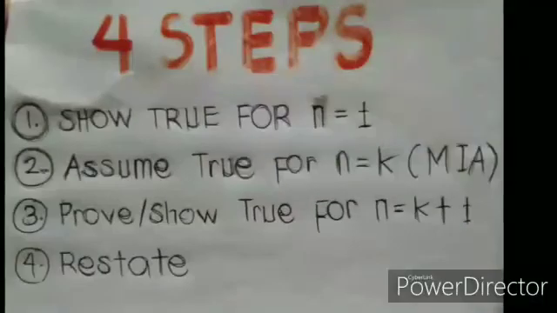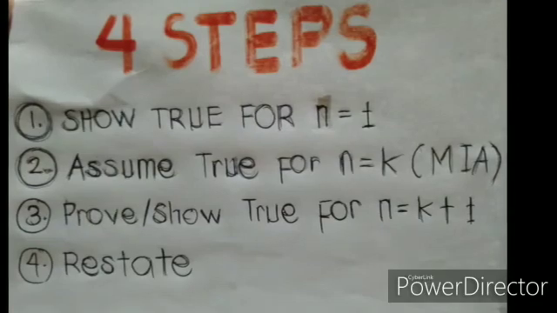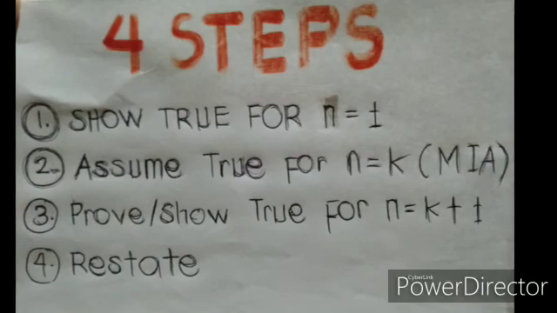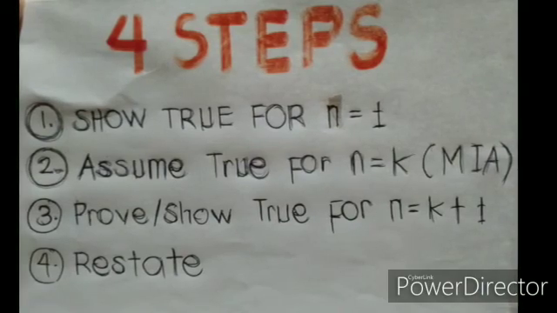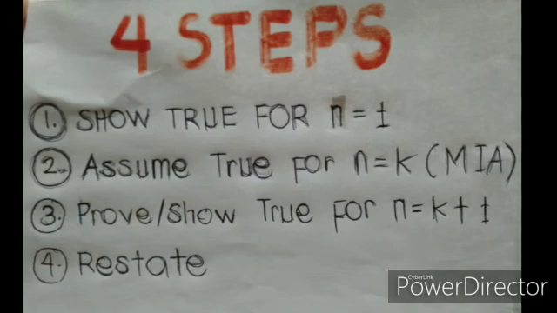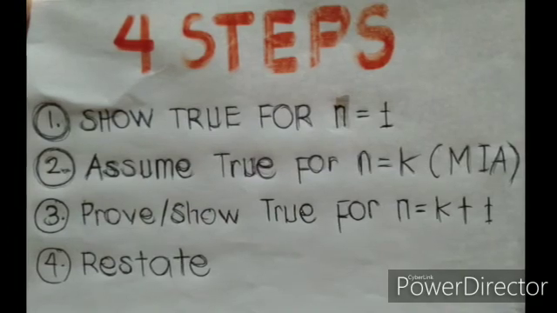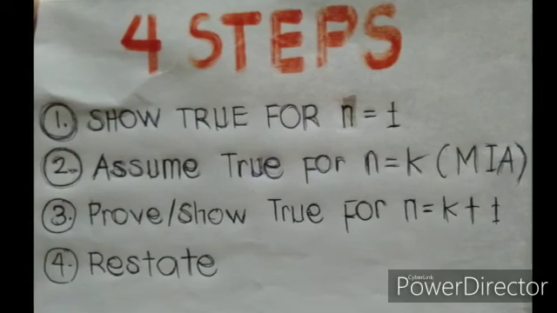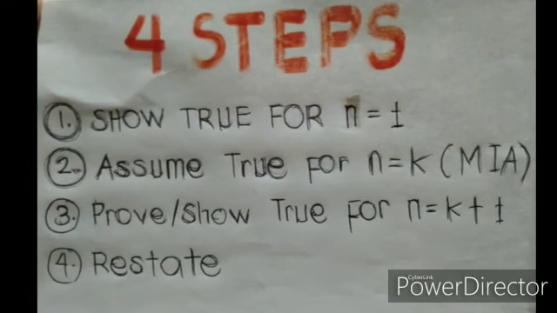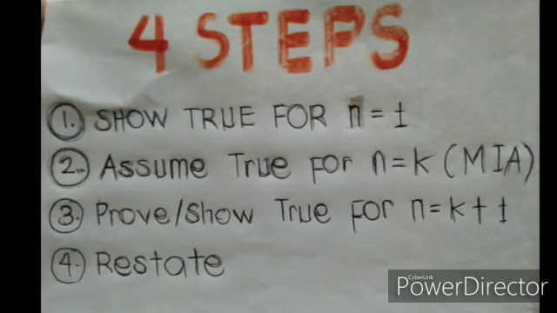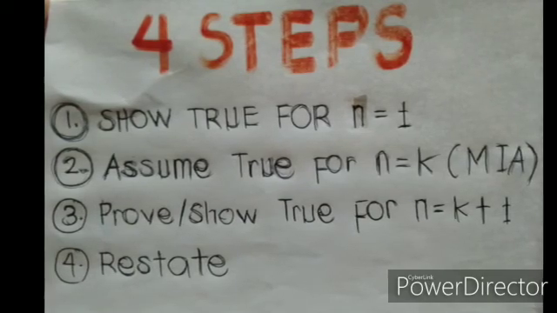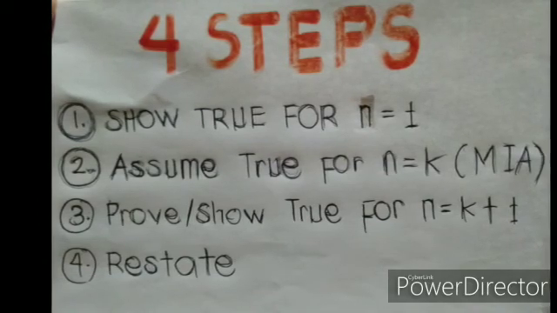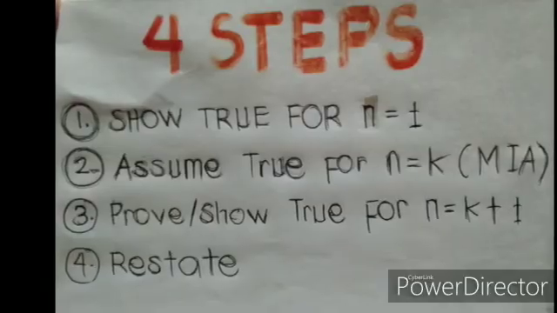First, show true for n equals 1. We're doing this step to know if the problem can be really proven or if the problem is really applicable to the situation. Next is assume true for n equals k, and that is done by the process of mathematical induction assumption, or MIA. The third step is where we are going to show or prove that the given problem is true by using n equals k plus 1. Lastly, we're going to restate our final answer.